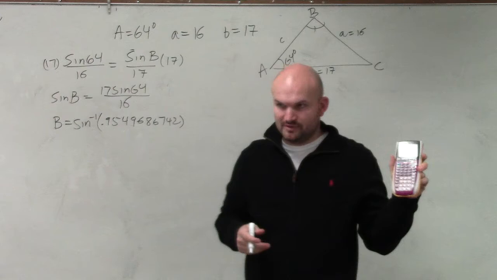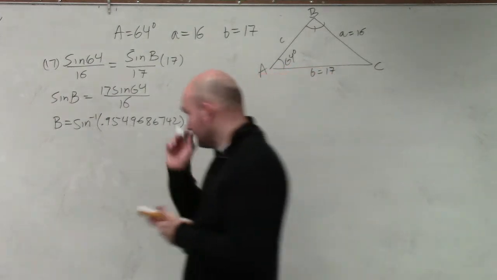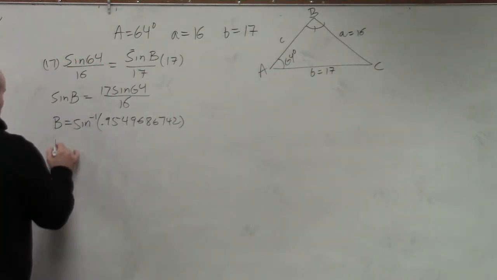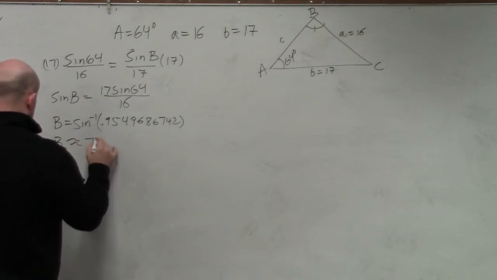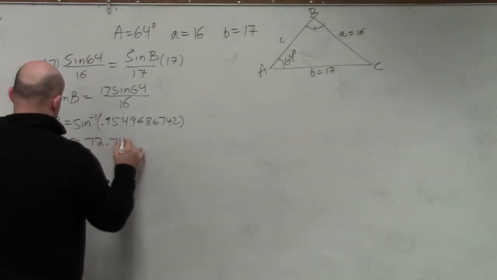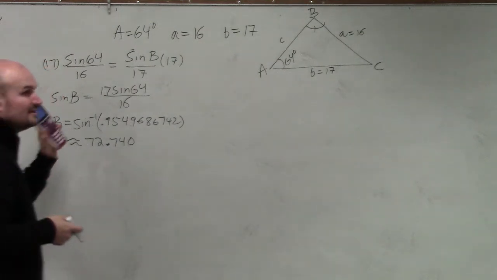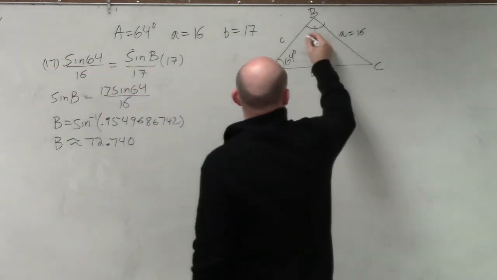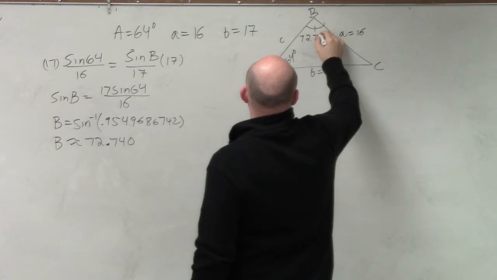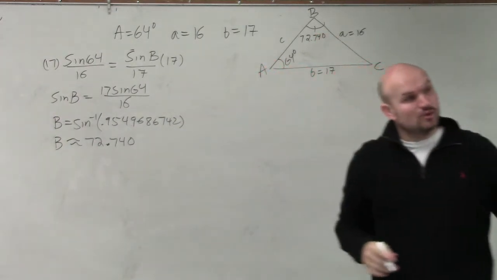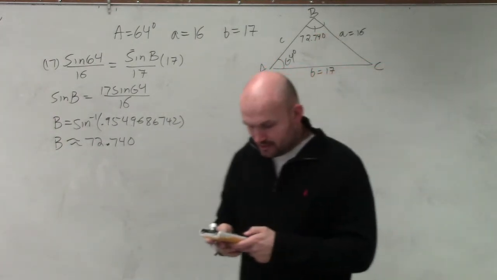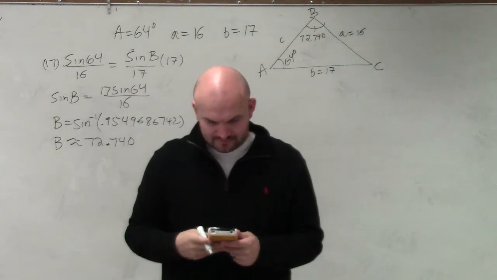And if you need any help with these, feel free to let me know. Therefore, now B is approximately 72.740. Now, that's what B equals. But if I'm going to use B in any more of my calculations, I want to store this. So I'm going to store it as alpha B.